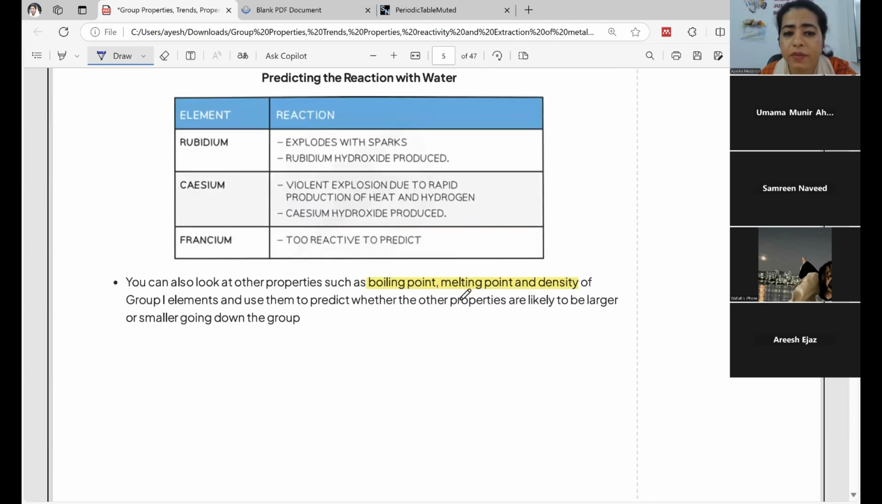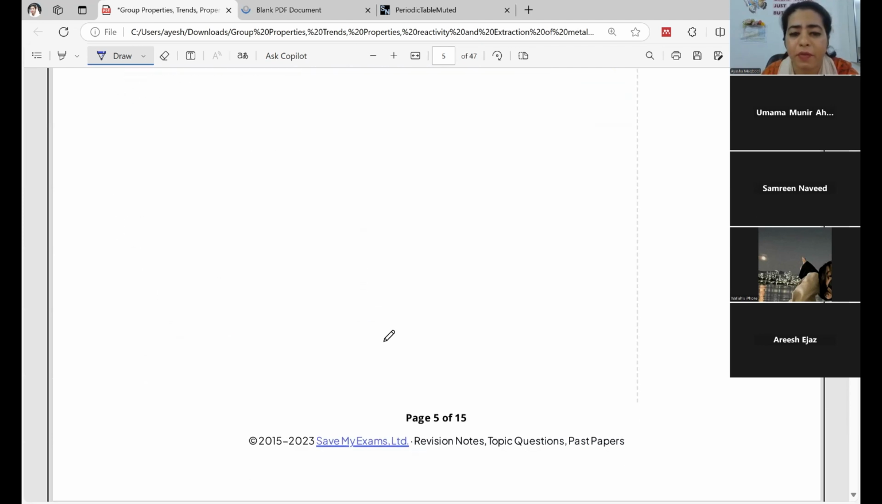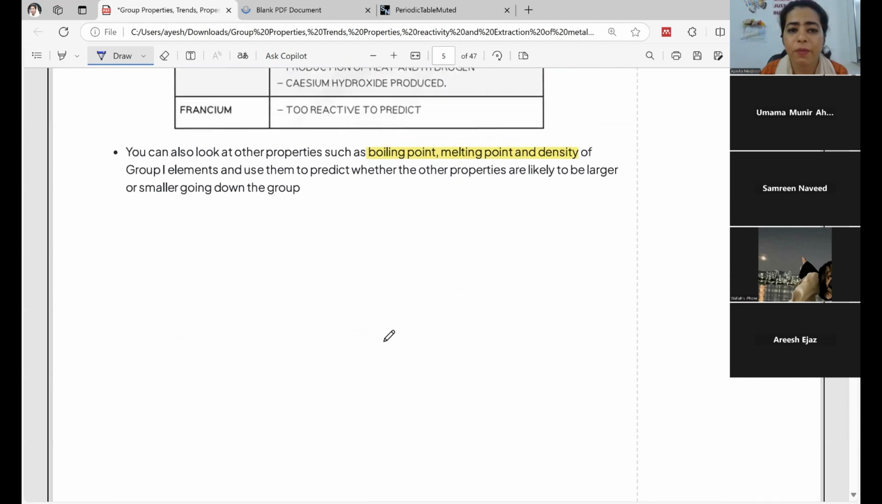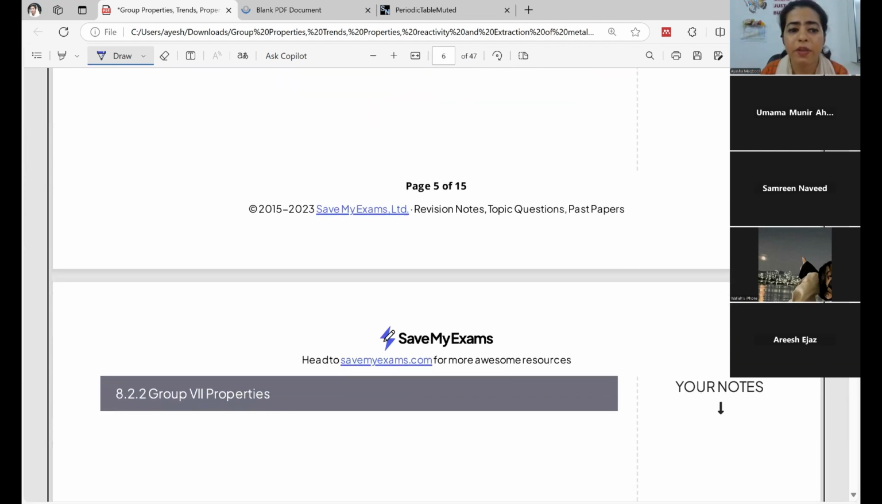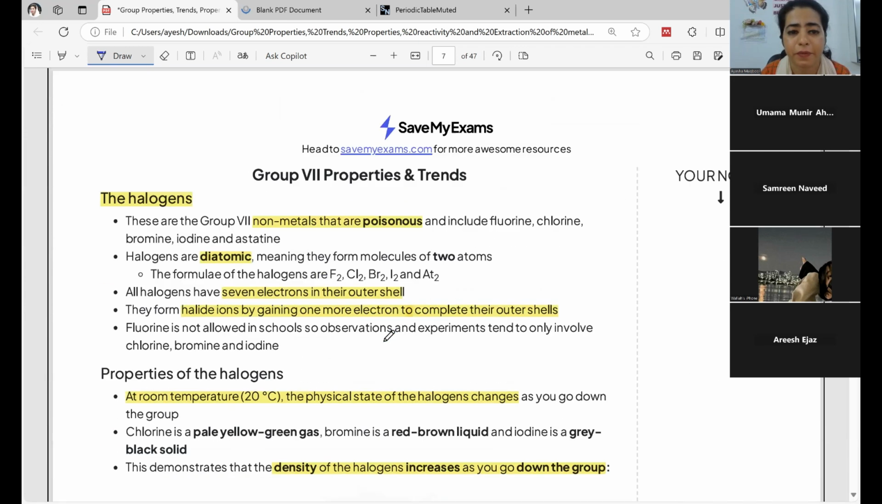Okay, so we can also check some melting and boiling points and densities of group one. We can predict them, relate them with each other, and get an idea. Okay, that's all about group one. Now we can move towards group 7 and see the properties of group 7.